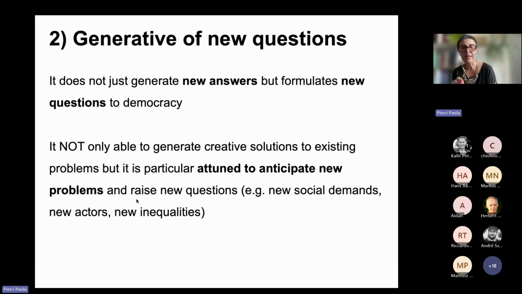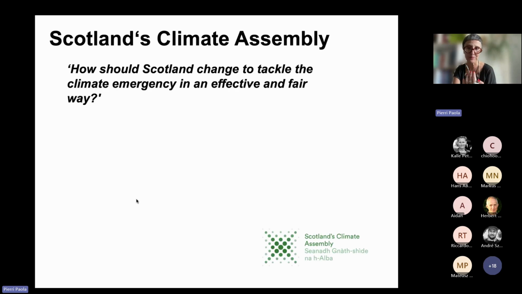The second way in which democratic design is for me generative is because it does not only generate new answers, but it formulates new questions, adopting a more anticipatory approach that allows us to resolve problems that might appear to us non-resolvable today, but also to anticipate other problems.